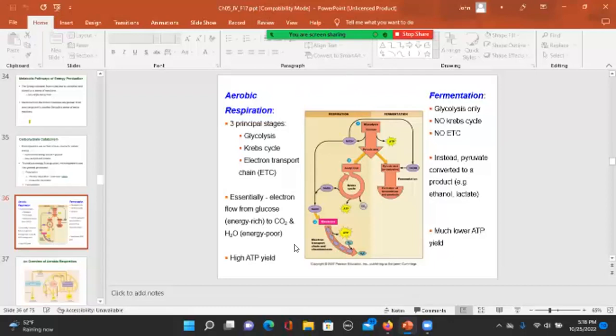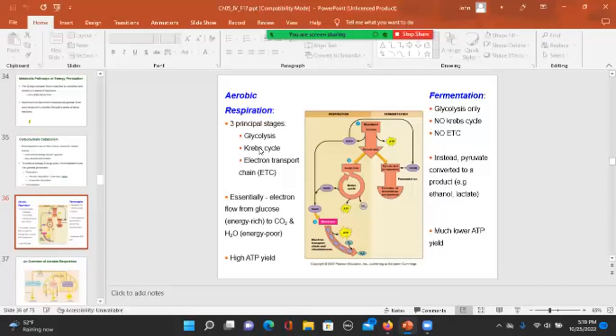In fermentation, it's similar, meaning electrons do flow from glucose, but they flow to pyruvate, which is then converted into the fermentation product. We'll talk about ethanol and lactic acid. In fermentation, the yield of ATP is much, much lower than aerobic respiration.